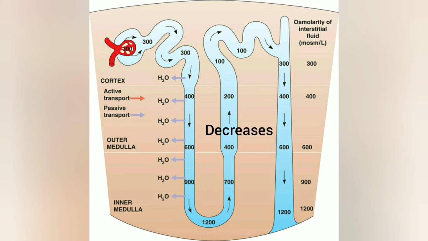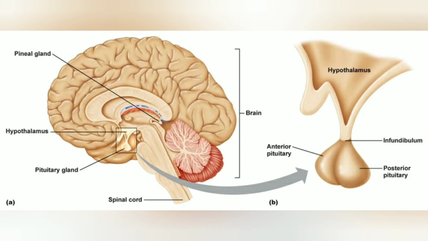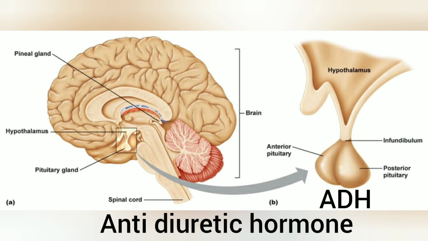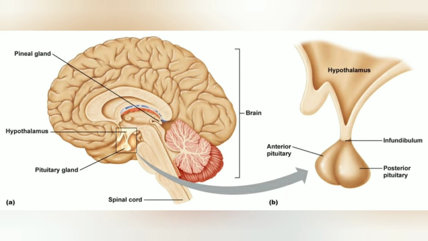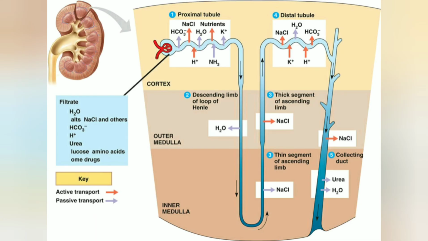Besides this, whenever water is required by the body, that means water retention is necessary for the body, at that time your pituitary gland secretes a hormone called ADH, that is anti-diuretic hormone. This ADH makes the cells in the wall of collecting ducts permeable to water. That means it allows water to go out from the collecting duct.